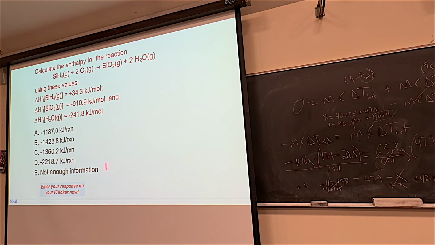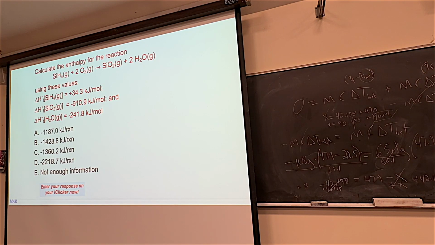So to solve for one of these numbers, you would take the products, so the delta H of SiO2 and 2 times the water, 2 times this value, and you would subtract from it the reactants. So you'd subtract 34.3. Notice there's no O2. The elements in their standard states are equal to 0 in these kind of problems. So that's what Leanna was asking about.